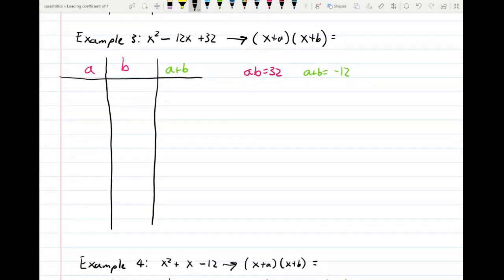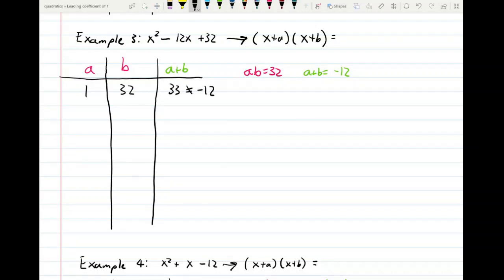And in this case, our constant term is 32, so a times b should be 32. And the coefficient of x is minus 12, so a plus b should be minus 12. Okay, let's open up like before. We'll do a is 1 and b is 32, and that gives us a plus b is 33, which is not equal to minus 12.